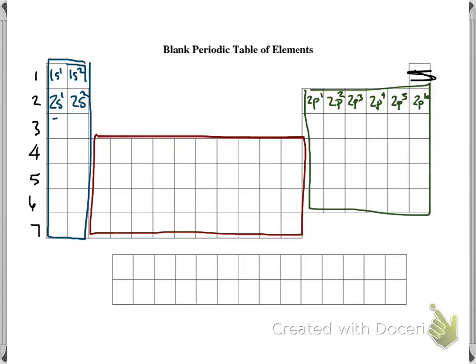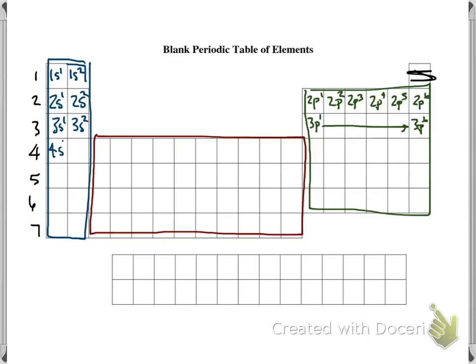Next thing I'll do is head to the 3s's, 3s1, 3s2, and then I'll go over into the 3p's. Now just to make it a little bit easier, I've started to draw arrows, but you know that that means 3p1, 3p2, 3p3, and so on, all the way to 3p6. It's very standard up until this point.